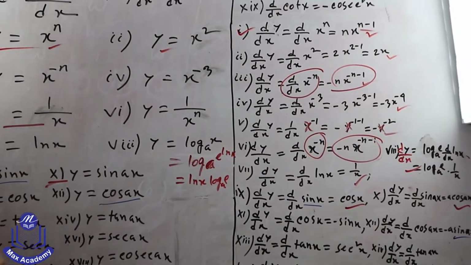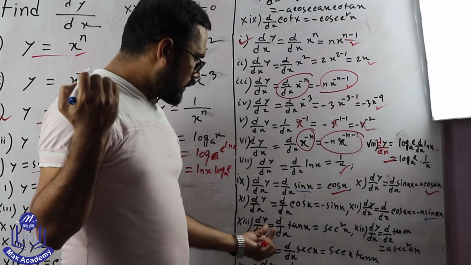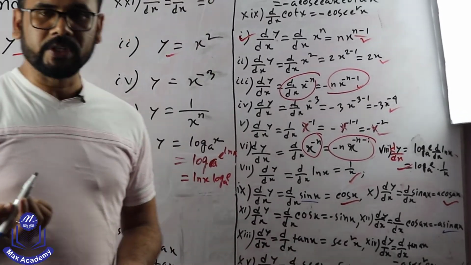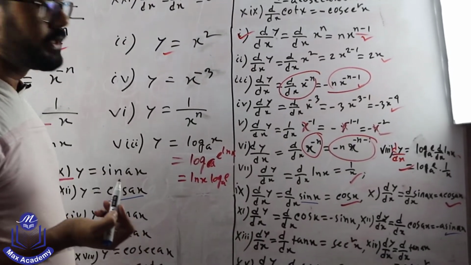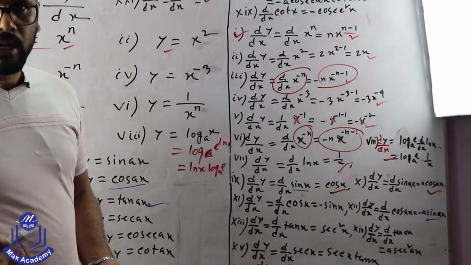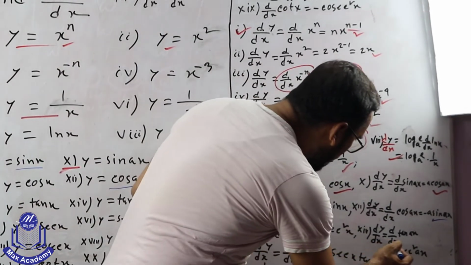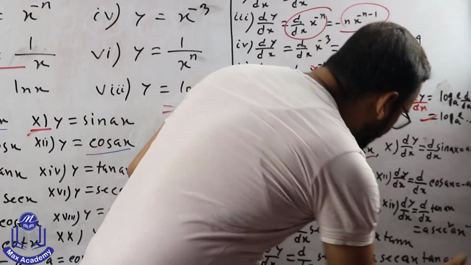Here the next question is y equals tan x. We need to differentiate tan x. If we differentiate tan x, we will get sec square x. The next question is tan ax. If we differentiate tan ax, then the result will be a sec square ax.